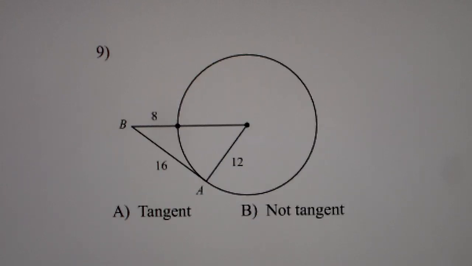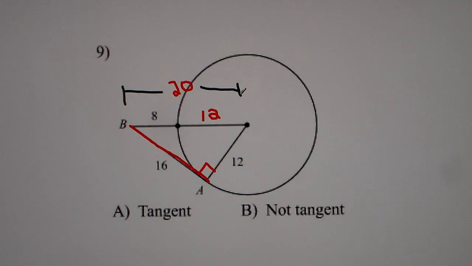Let's do another one. Number 9. So our goal is to determine if this red line AB is tangent to the black circle. Red line is 16 in length, the radius is 12. Once again, they didn't label the radius over here, so we have to label it ourselves. So that's 12. 8 plus 12 is 20. So the hypotenuse length is 20 in this case.